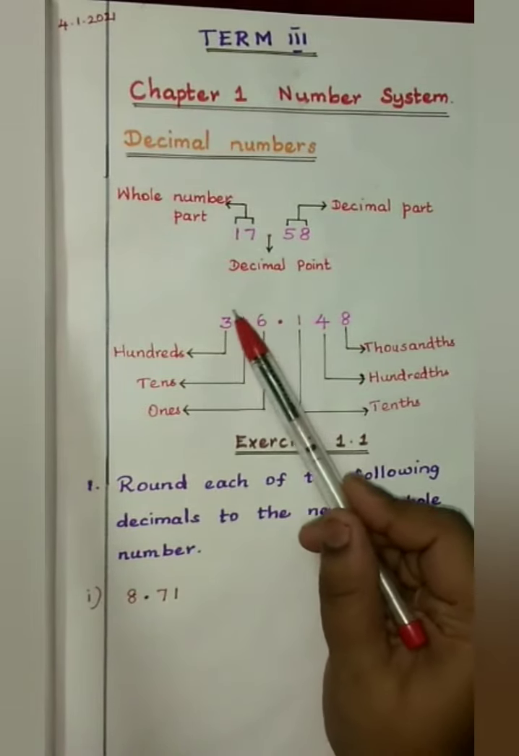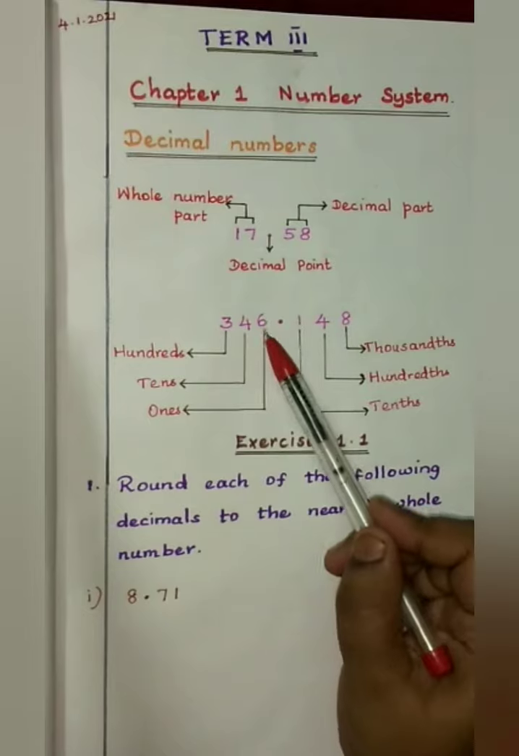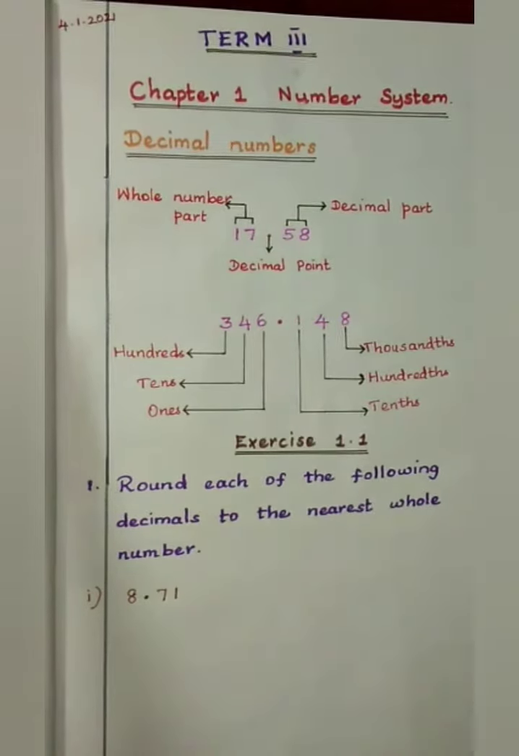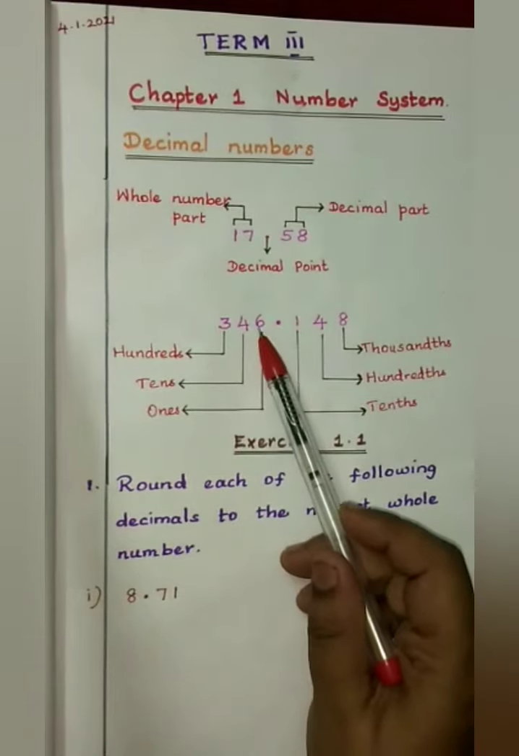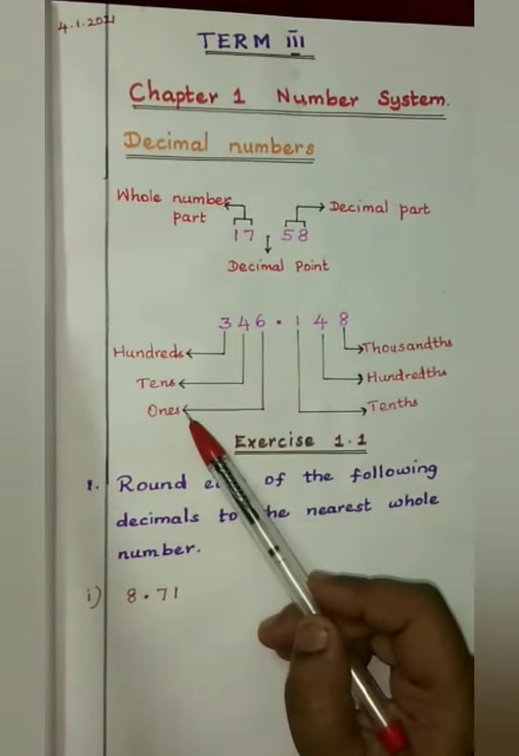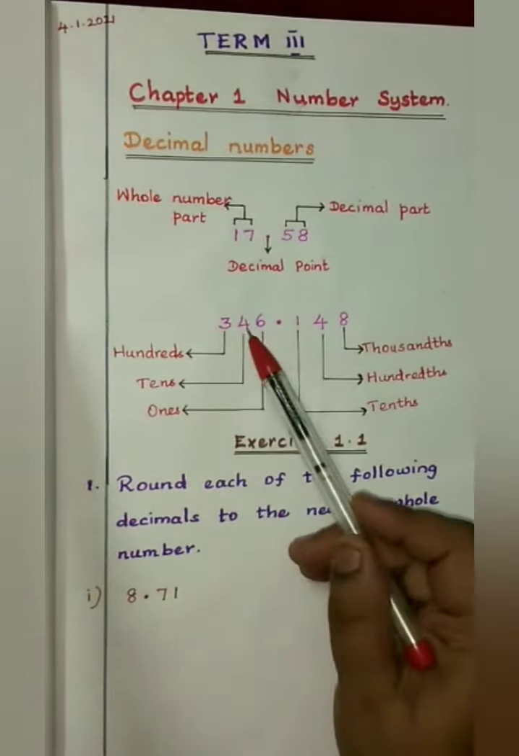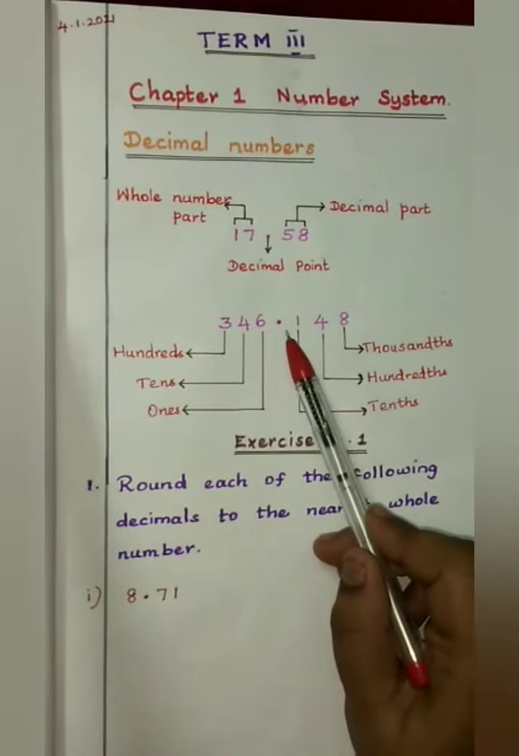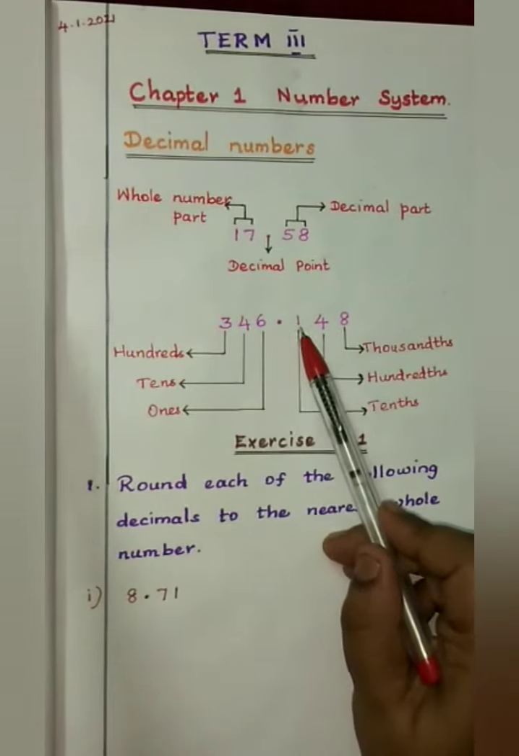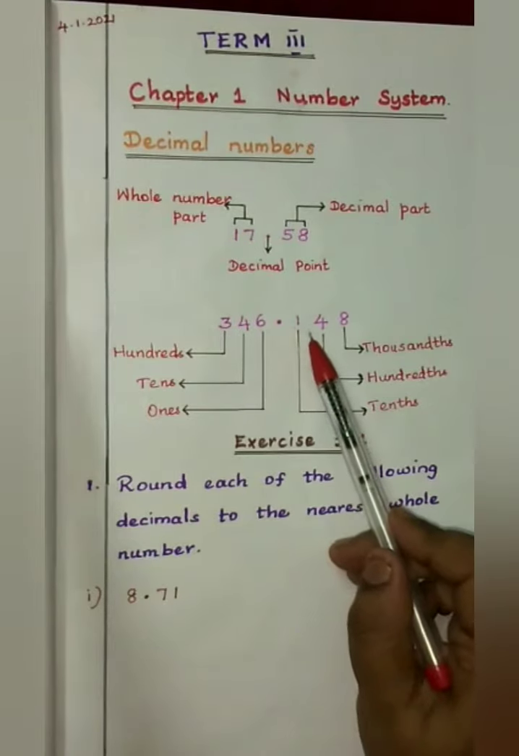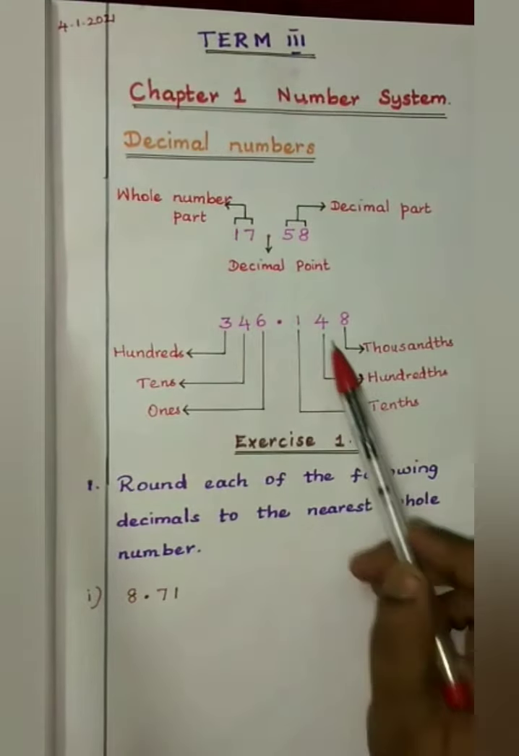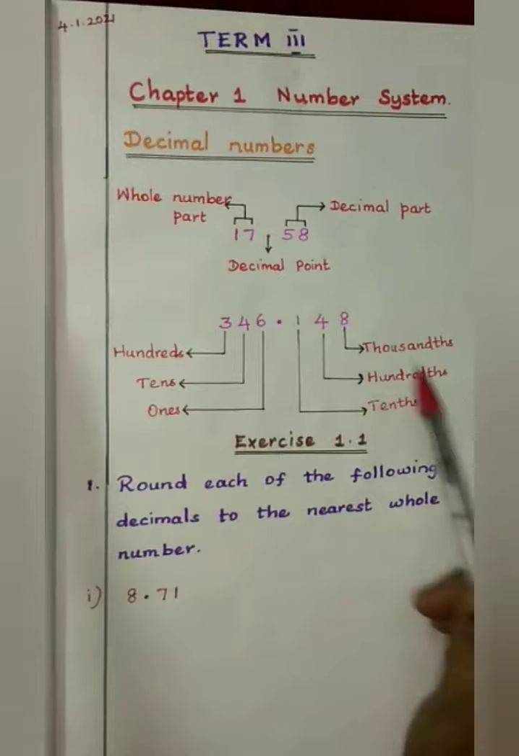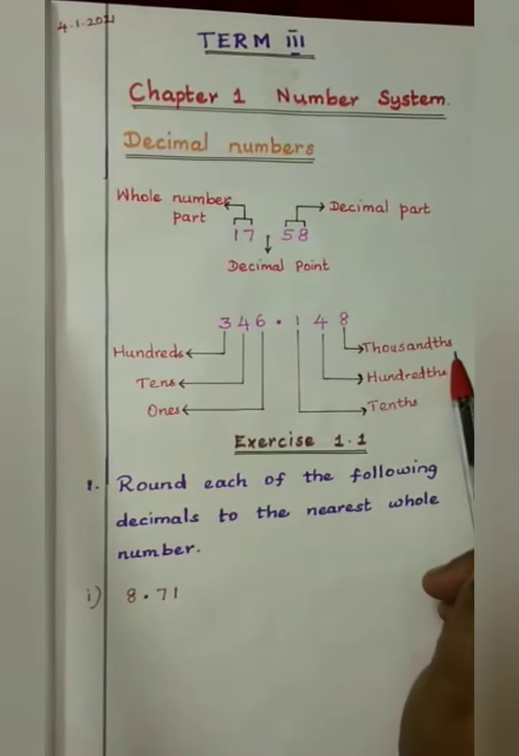First, you see the place value of a whole number. The rightmost digit of the whole number part, 6, is in ones place, 4 is in tens place, and 3 is in hundreds place. Now let us move on to the decimal part. The digit which comes after the decimal point is 1. 1 is in 10th place, 4 is in 100th place, and 8 is in 1000th place.